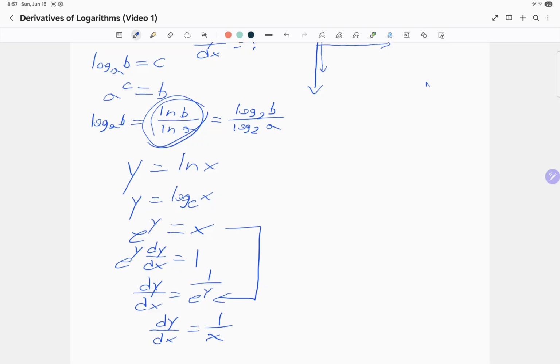So that was a nice way to find the derivative of ln x without having to use a cumbersome definition. It's possible to do it by definition as well, but to keep it concise.